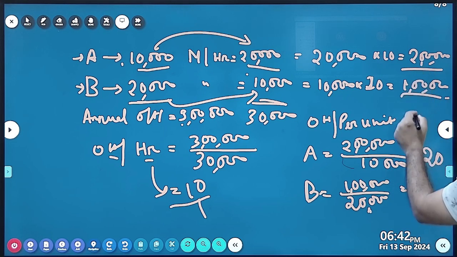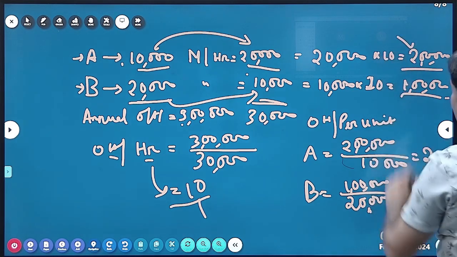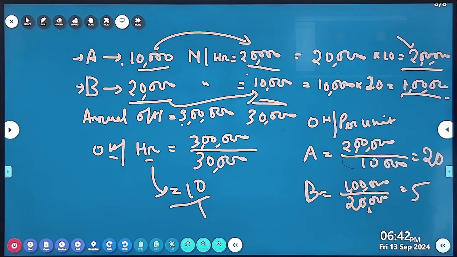So now 2 lakh overhead is being allocated to A. How many units are there? 10,000. So overhead will be 20. How many units are there in this 20,000? So overhead will be 5. Right? ठीक है ना?